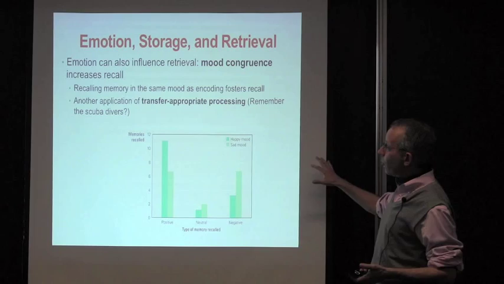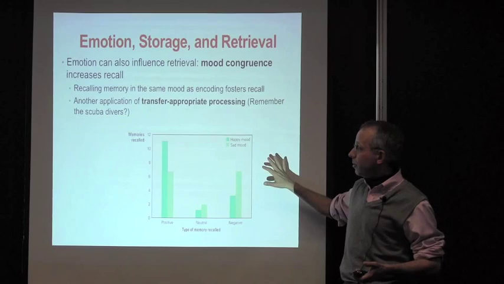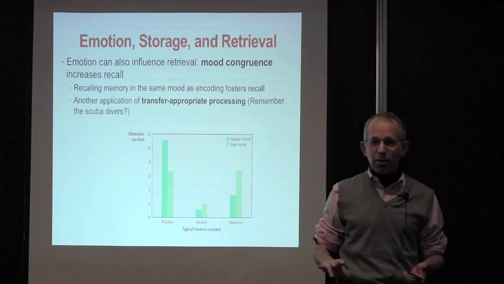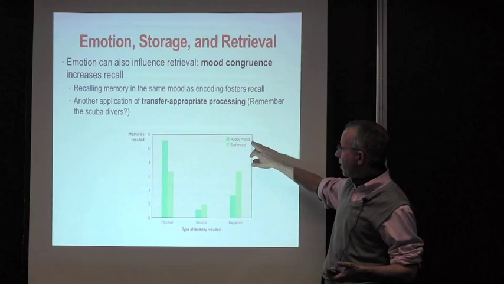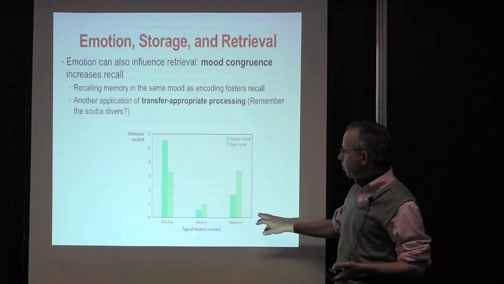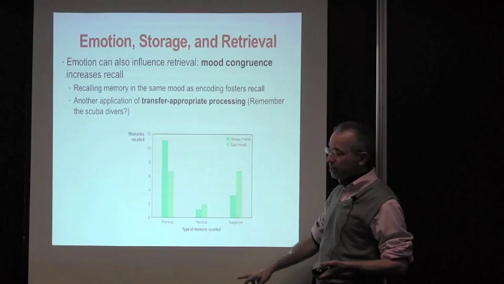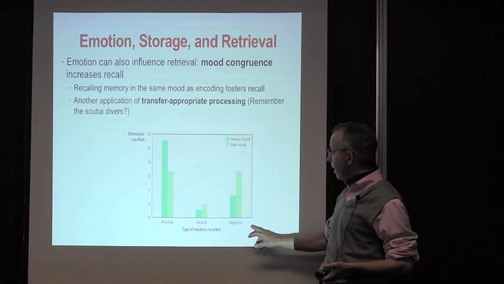Mood congruence shows that the same thing applies for your mood. So it's not only the case that if you're underwater or on the beach, you'll recall better if you're in the same place. I discussed also the idea of being drunk, which is not quite a mood, but it's closer to a mood. It's an internal state. So people who are in a happy mood or a sad mood, induced by stories or movies or somehow, do better when they're in the same mood. When they're in a happy mood, they recall more of the positive things. When you're in a negative mood, you recall more of the negative things.